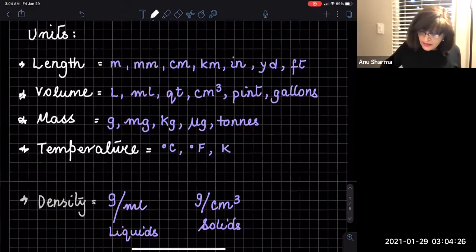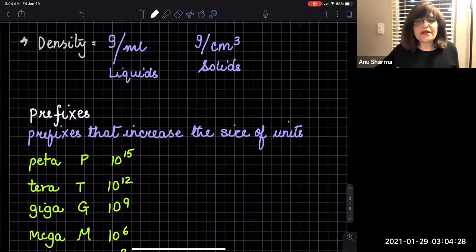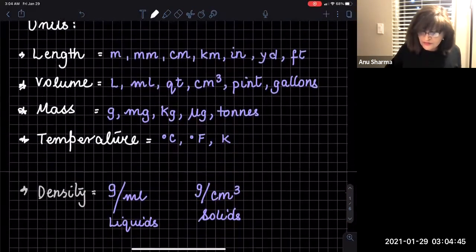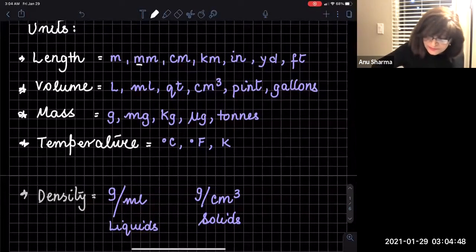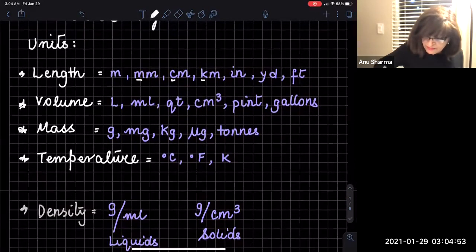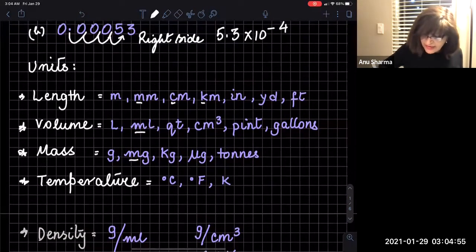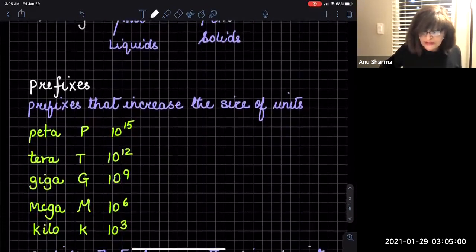Density is derived from a formula. And again, there are two ways you can write the density. If we are looking at the liquids, then it's grams per milliliter. But if you're looking at solids, it's grams per centimeter cube. Okay, so these are the different units. Now let's look at these. When we write the units, if you've noticed, millimeter, centimeter, kilometers, right? And here you have milli, and again, milligrams, kilograms, micrograms, right? So where is all that coming from? So these are the prefixes.